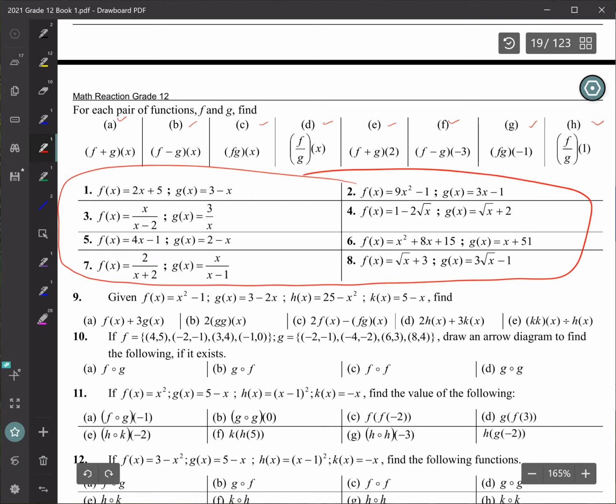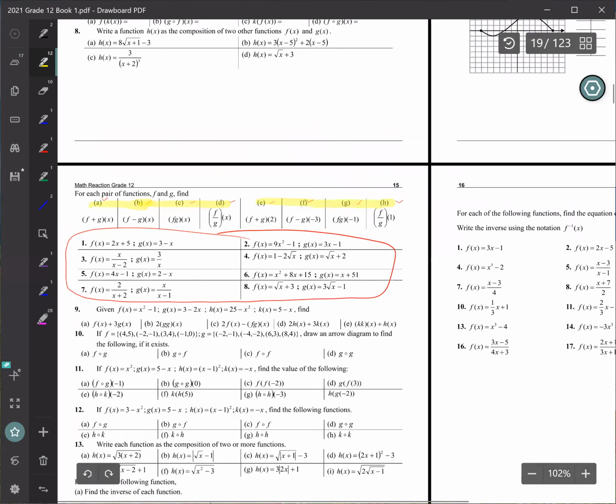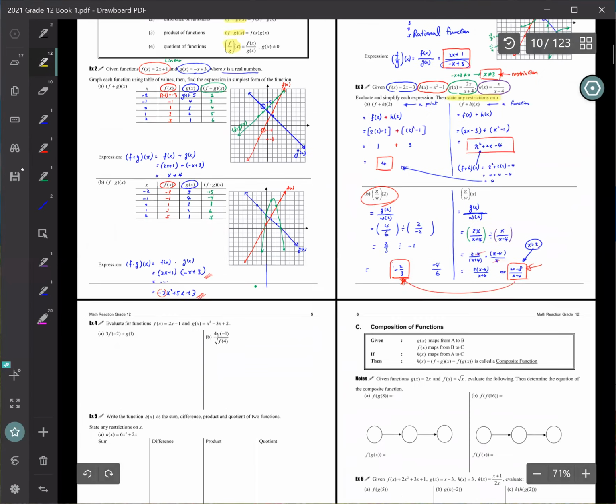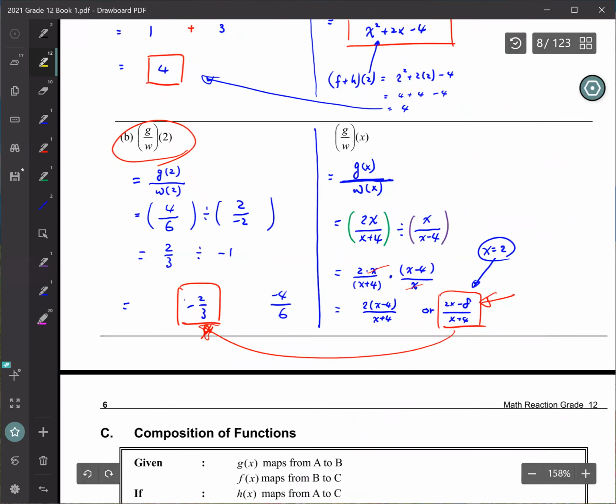Okay, so you can see AB is add and subtract. A, B, C, D is one group, right? They are all functions. And then E, F, G, H, they are finding points. Okay, 2 groups. You see the format? And don't forget to write the restrictions, okay? This one, we forgot to write the restrictions.